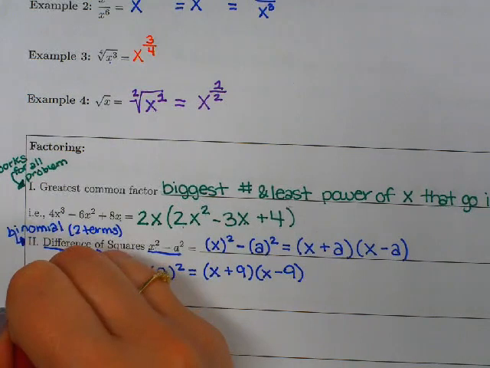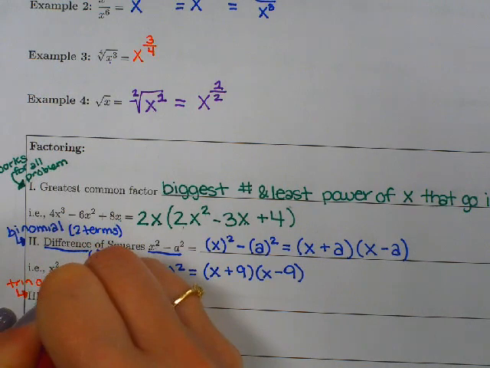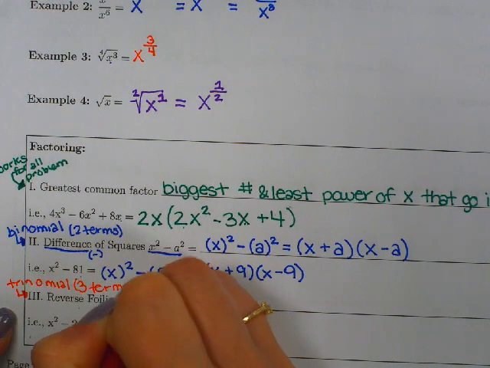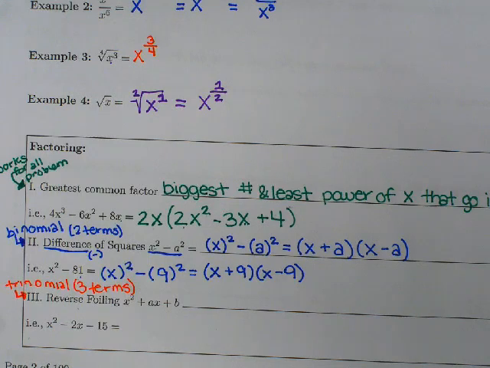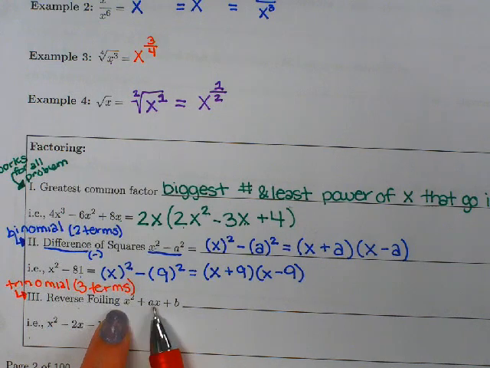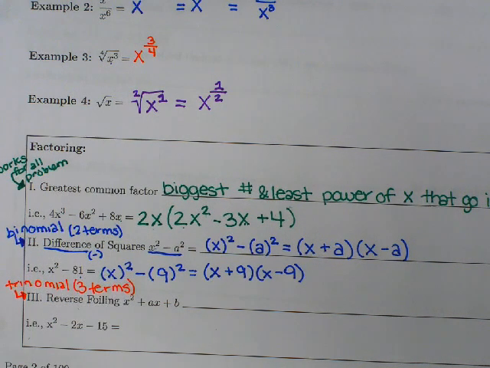Our last method that we really need to know in this class is reverse foiling. This is specific to trinomials. Tri means three terms, so a trinomial is something with three terms. We don't really need a formal definition of this. We have something like x squared plus ax plus b: an x squared, an x term, and then a constant at the end.